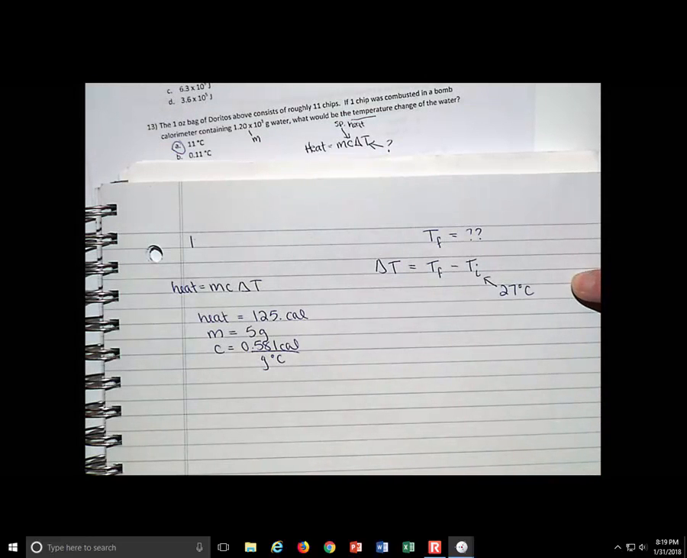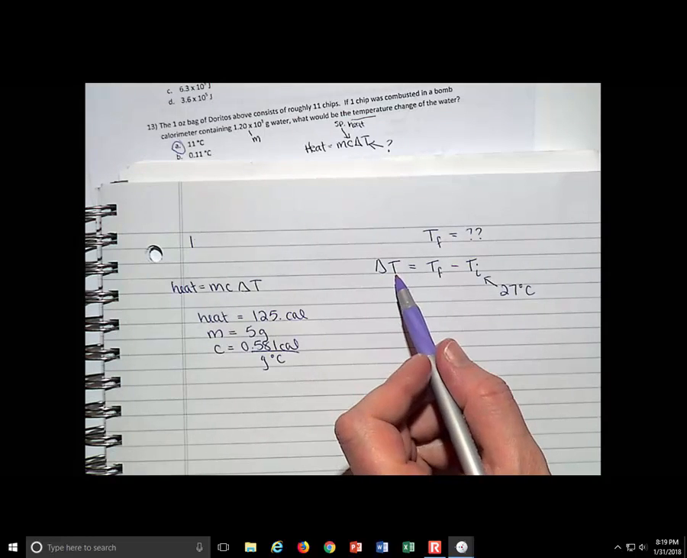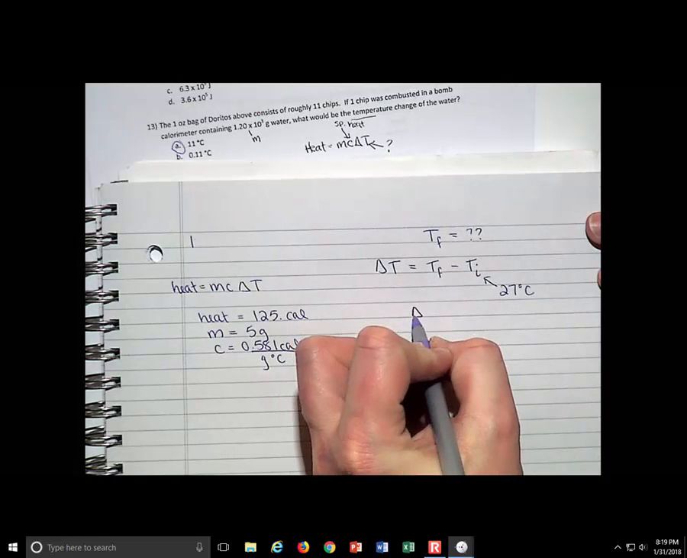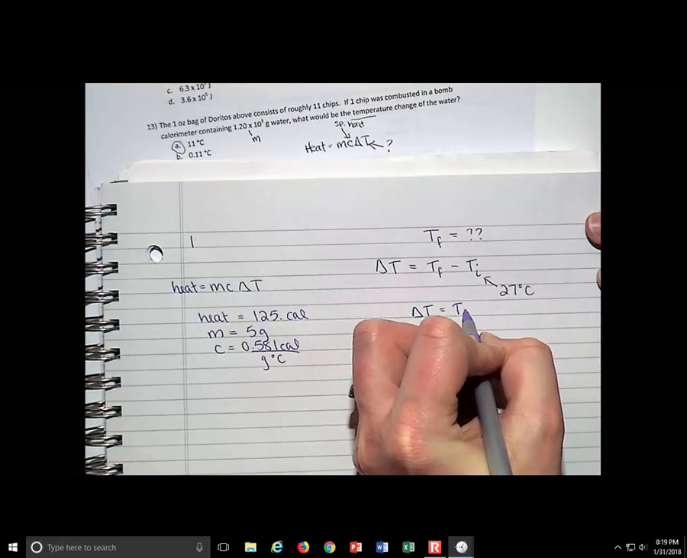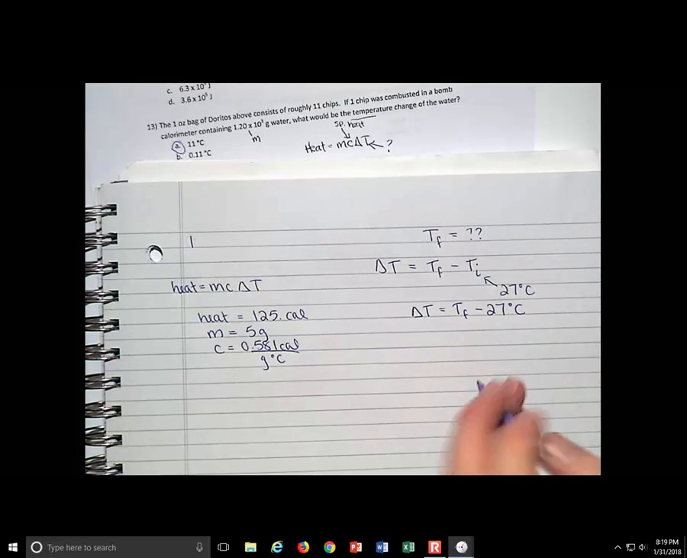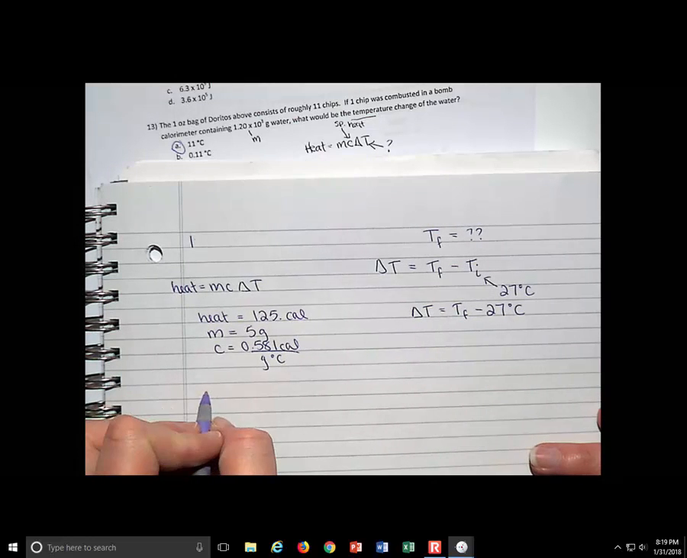So I'm going to break this down into 2 problems. First, I'm going to solve for delta T, and then I can take whatever I find for delta T, plug it in here, and solve for my TF. I'll have to add 27 to both sides. But let's first find delta T.